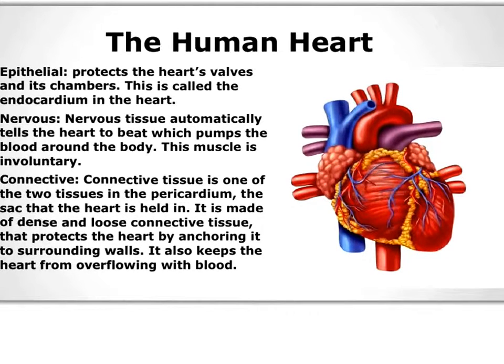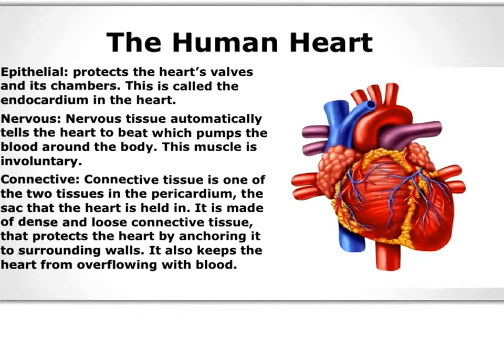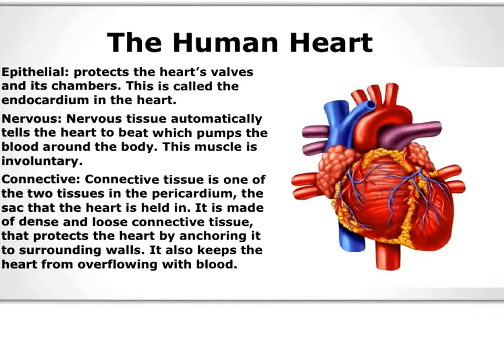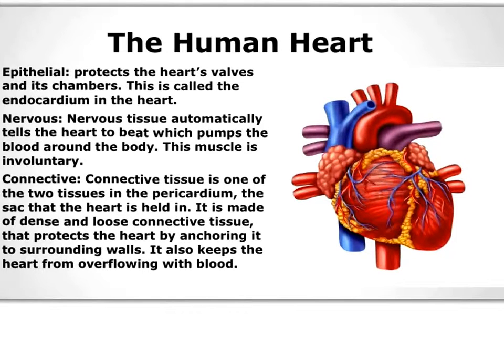Nervous tissue, of course, is very important to the heart because it tells the heart when to pump. Can you imagine how awful it would be if you had to stay awake all the time to tell your heart to beat, beat, beat? That would be crazy, right? So the cardiac muscle is involuntary, which means that the nervous system, the brain, automatically sends messages to your heart when to beat. And then also connective tissue is very important in the heart.